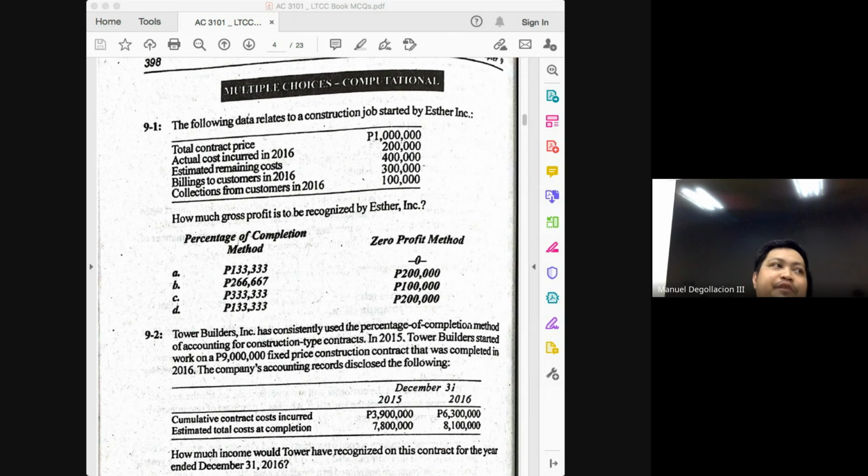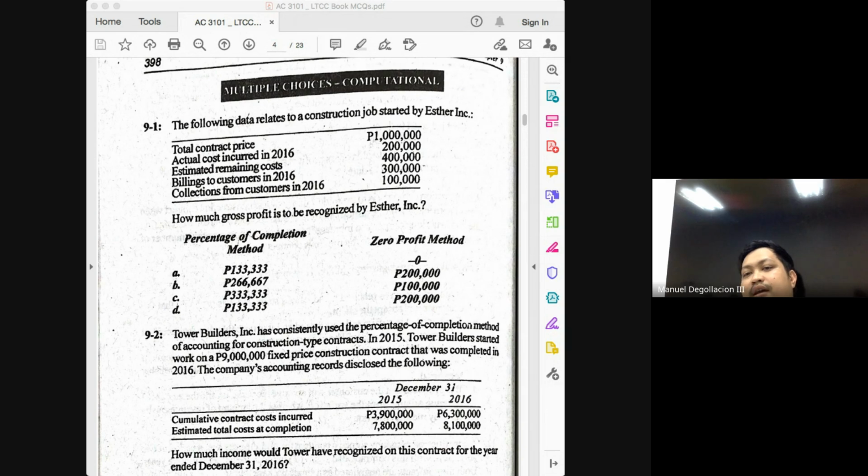Now, under the zero profit method, the name is very suggestive. You will have zero profit. But that does not mean you will not really have any profit. What will happen under the zero profit method? You will only recognize profit once the project or the contract is fully fulfilled or completed. As long as the project is still not complete, then your RGP, your realized profit, would be 0. It's as simple as that. So throughout the construction period, it will be 0.